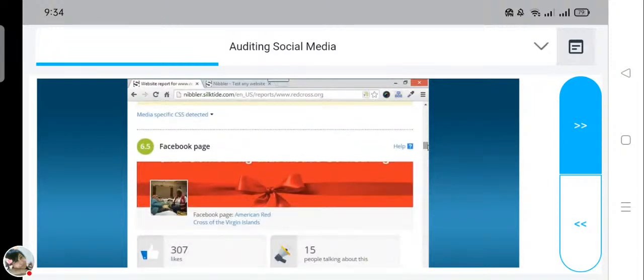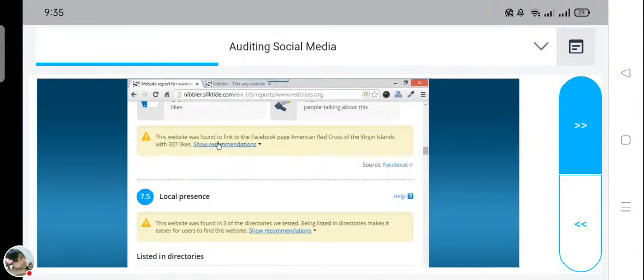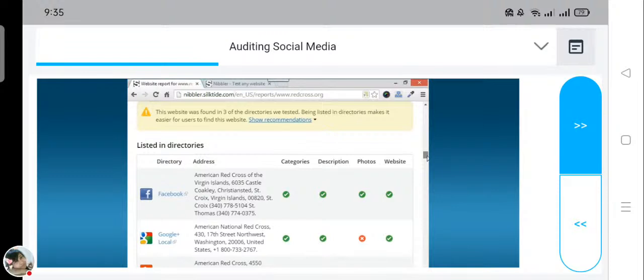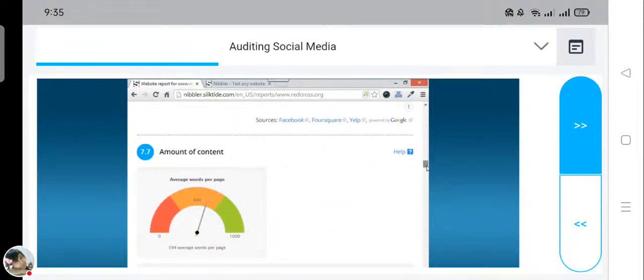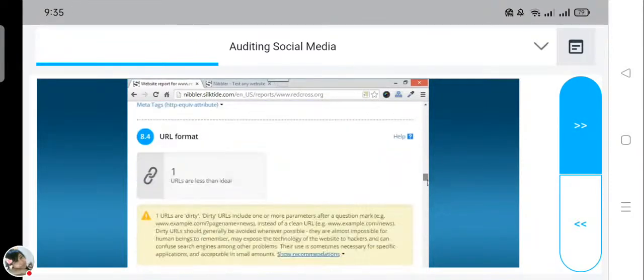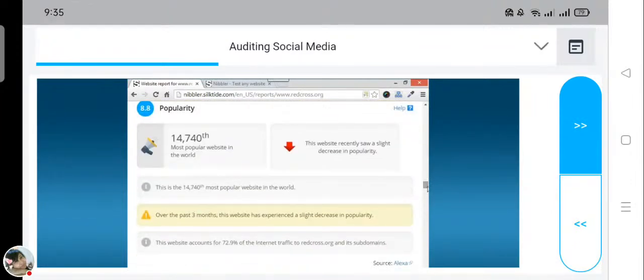They look at their Facebook page, how many likes, and how many people are talking about that Facebook page. They give them recommendations for how they can improve their Facebook presence. They look at directories that they're listed in and directories that they're missing from. So they could improve their presence by creating a listing on Foursquare. They look at their content. And then they get down here into popularity and where their website is ranked overall.